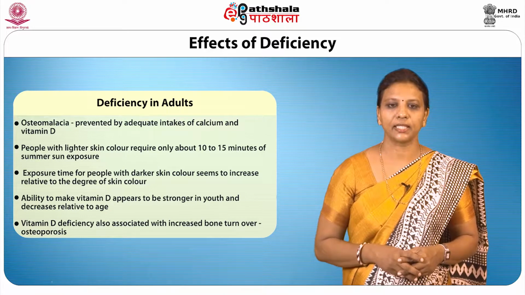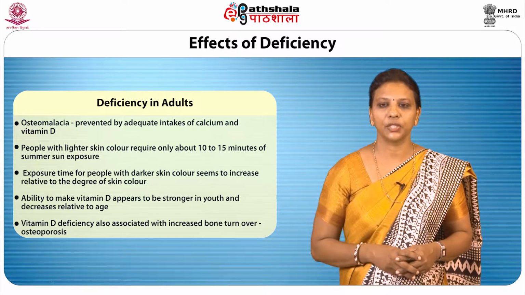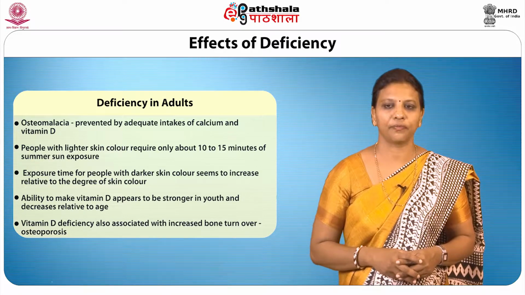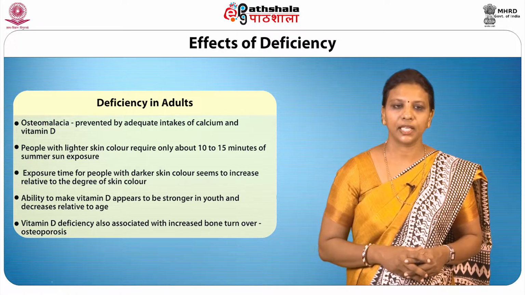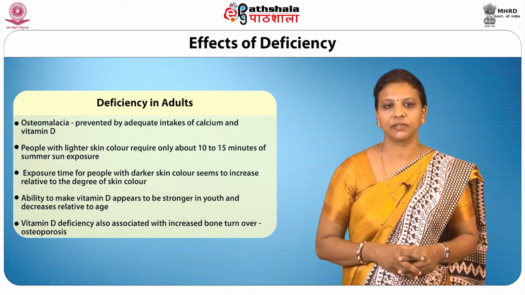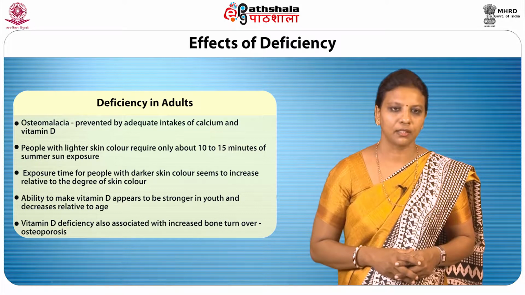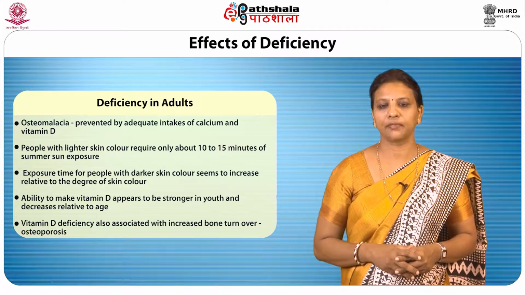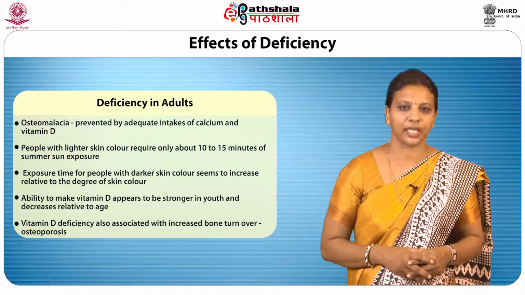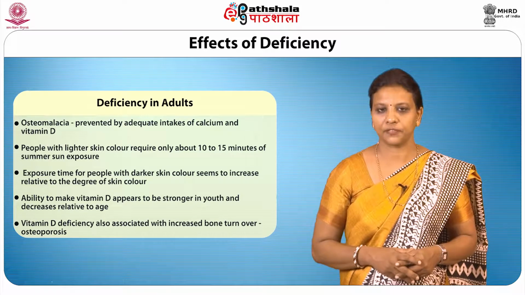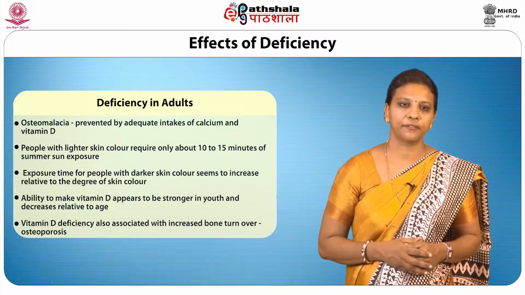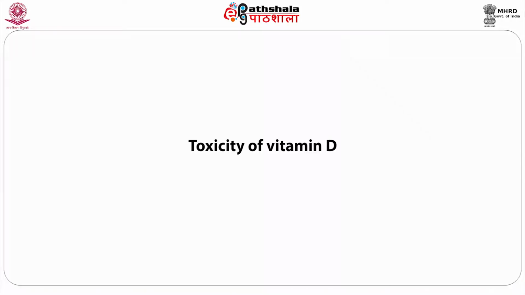People with lighter skin color require only about 10 to 15 minutes of summer sun exposure to make adequate amounts of vitamin D. The necessary exposure time for people with darker skin color seems to increase relative to the degree of skin color. Also, the ability to make vitamin D appears to be stronger in youth and decreases relative to age. Vitamin D deficiency is also associated with increased bone turnover, referred to as osteoporosis.